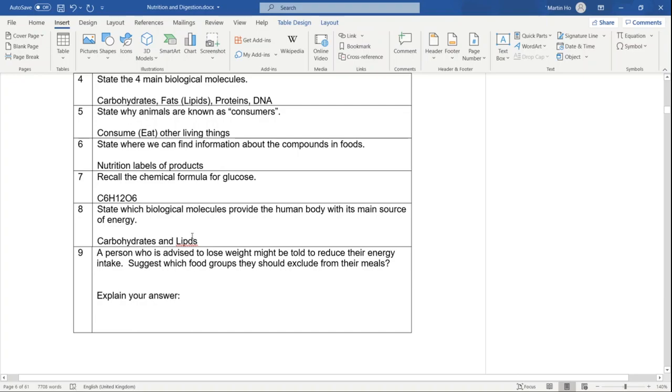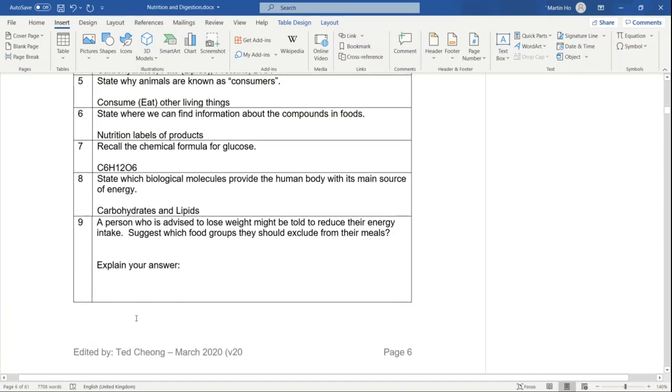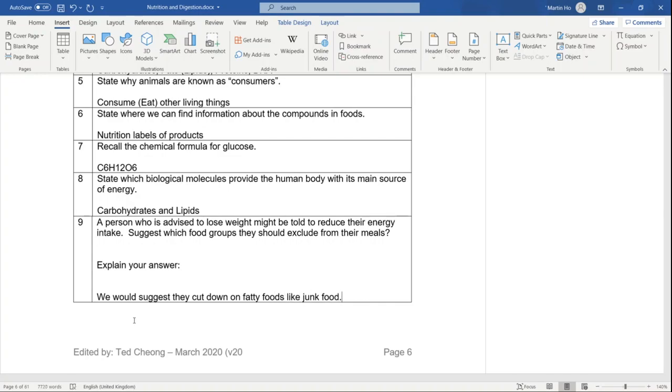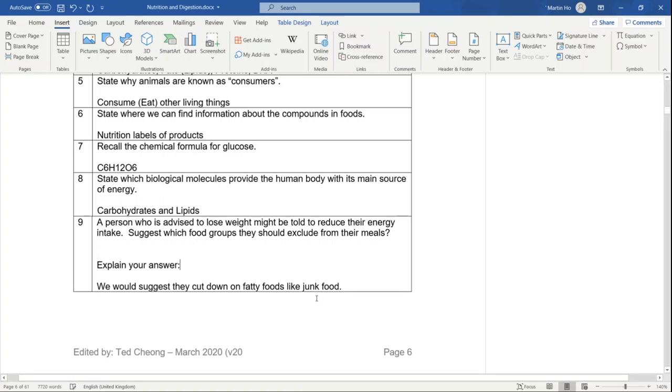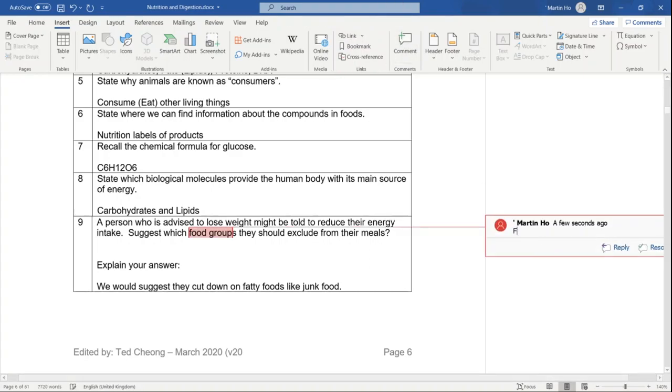They should really cut down on basically their fats. For the most part, things like fast food or junk food are very high in these fats. So we would suggest they cut down on fatty foods like junk food, as well as sugar. Things like pop and soda are very high in sugars and not much else in nutrients. So I'm just going to add this extra comment here. Fatty foods and sugary foods.